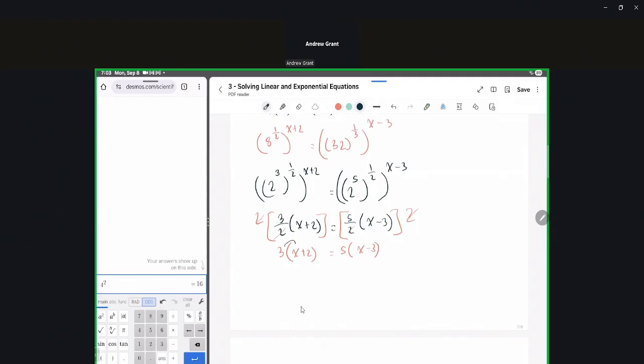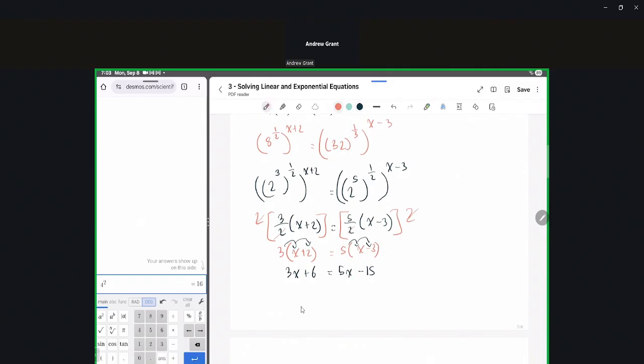So we'll multiply the 3 onto both terms inside of the bracket for x plus 2. And what we end up with will be 3x plus 6. 5 multiplied onto both terms inside the brackets will yield 5x minus 15. Let's go ahead and collect all of the x's on the left side.